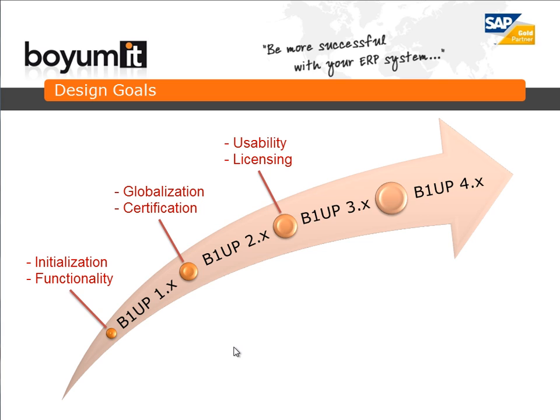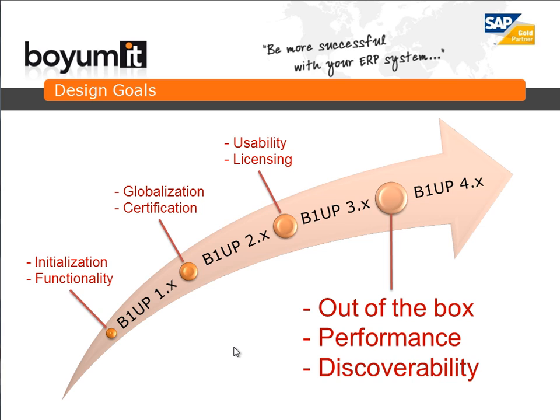3.0, released back in 2008, focus point was the usability package with easier configuration and licensing, which brings us to 4.0. For this release we have three main design goals, and these are out-of-the-box functionality, the way that you can just install and it just works.